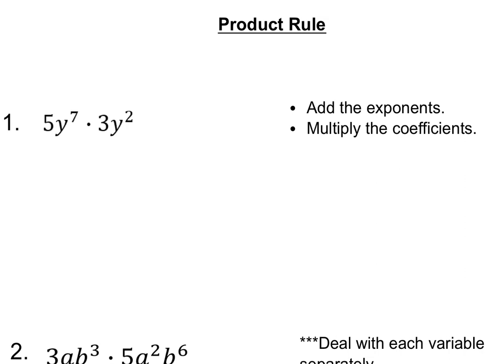So you treat the numbers like you normally would if you were multiplying. 5 times 3 is 15. So our answer for this is 15. You add the exponents. Y to the, good job adding 7 and 2, it's 9. You're done. Nothing left to do with it. Okay.